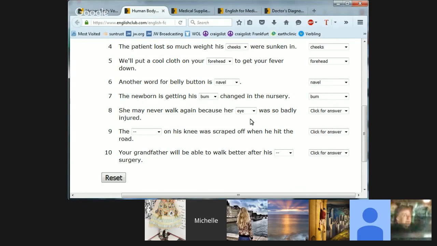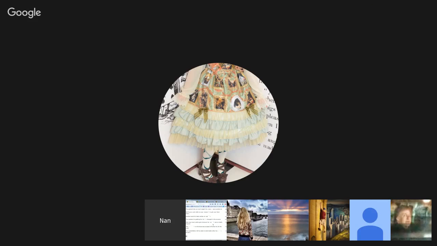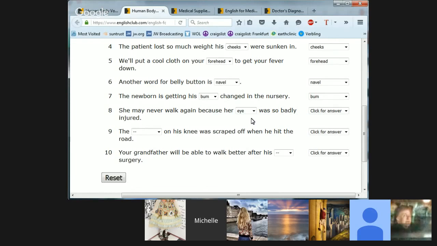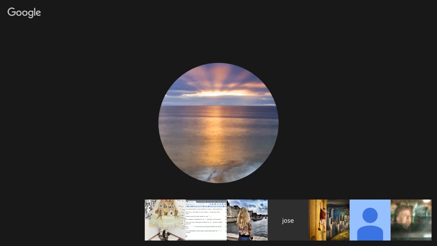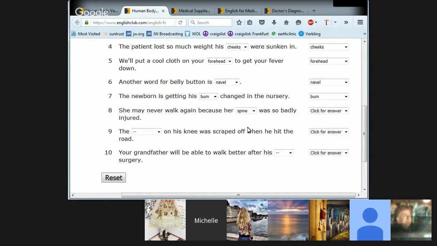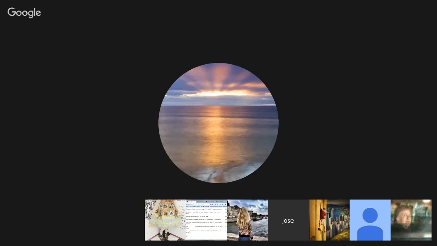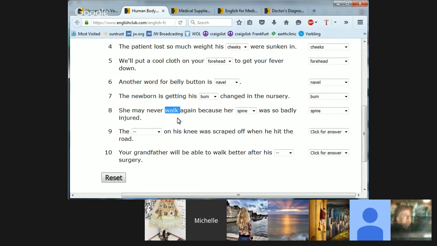Okay, let's ask the other students. What do you guys think? Do you guys know? I think the meaning is spine or finger. Spine. Okay, well, let's try spine. And I think that one is correct. So that one would affect whether she could walk or not. Because even if your finger is injured, you could still walk, even if you have a broken finger. But if your spine is broken, then it's very, very difficult to move. All right, nice job, guys. I know that was a difficult one, but good job, Nan, too.